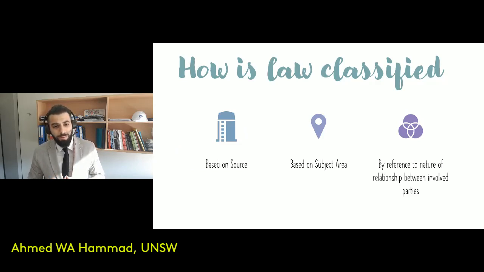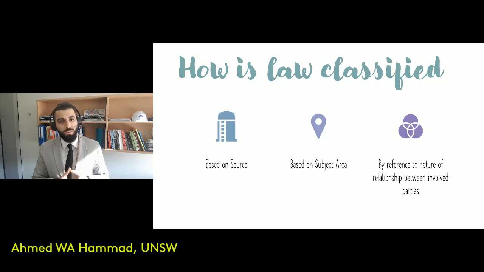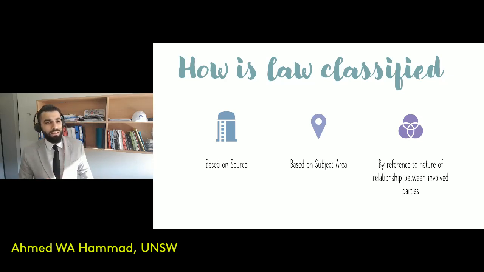How is law classified? There's a number of ways in which you can classify law. Now, as you can see in the slides in front of you, the first way is based on source. And what I mean by that is, let's say, for example, you had a law that came because of a certain legislation, so a legislation that's been enacted by Parliament, versus law that we get from decisions made by judges, right? And specifically in Australia, because we adopt the common law system, these are two important sources of law.